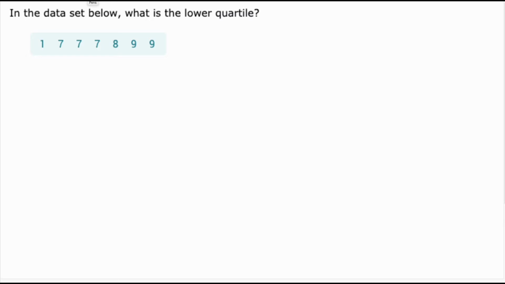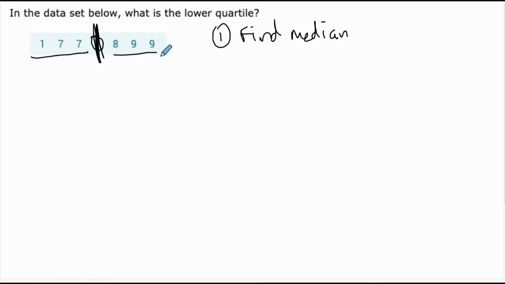And if you can remember, step 1 was find the median. So step 1, find median. Find the middle of your data. In this data set, the middle is this 7. That's my dividing point. I'm going to divide it here. And now I've got a lower portion of data and an upper portion.